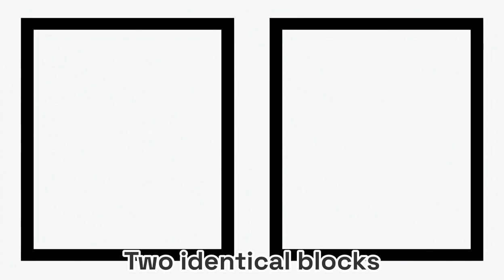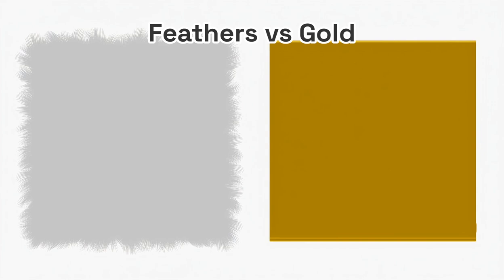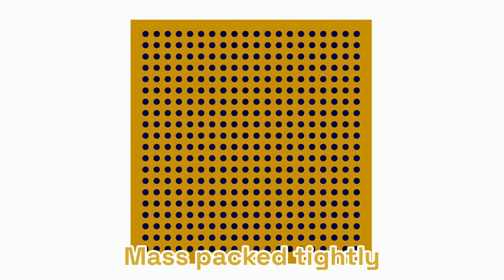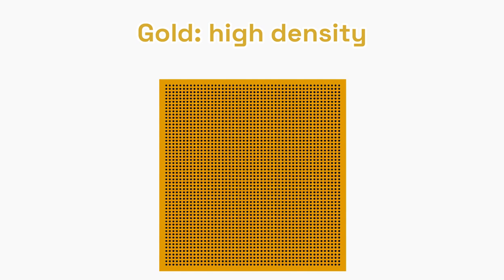Let's picture two blocks that are exactly the same size. One is made of feathers, the other of solid gold. The gold block has way more mass packed into the same space. That means gold is far denser than feathers.